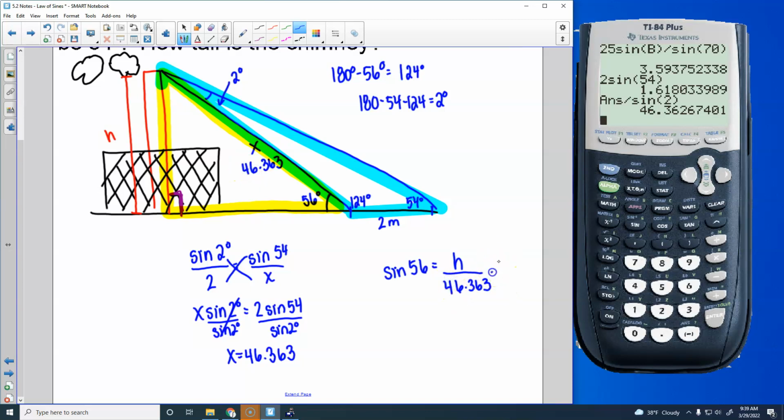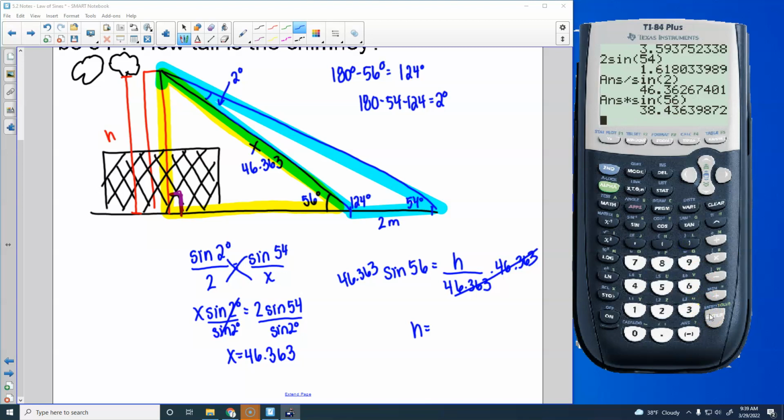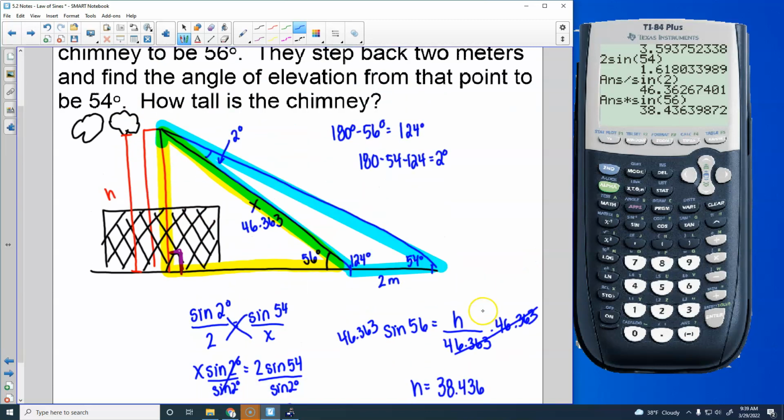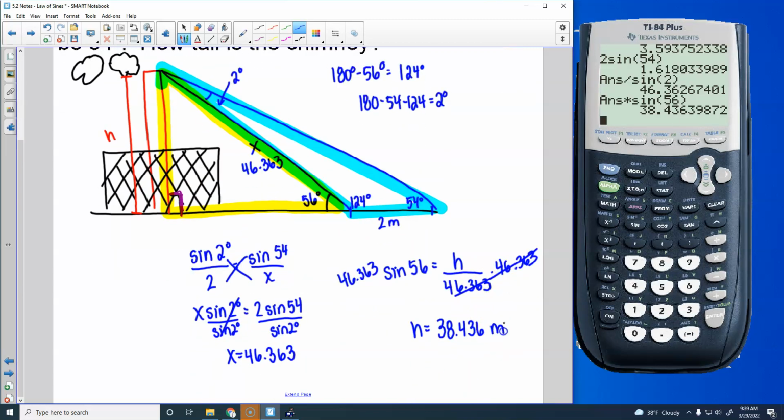Okay, so you would multiply by 46.363. So your H would be, we take that number right there, multiply it by sine of 56, and we will get 38.436. And this was measured in meters because we measured that side right there in meters.